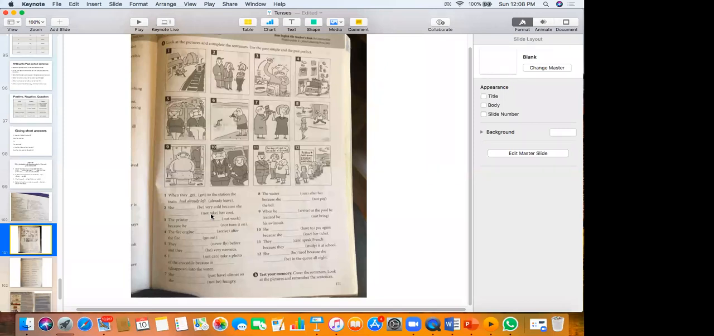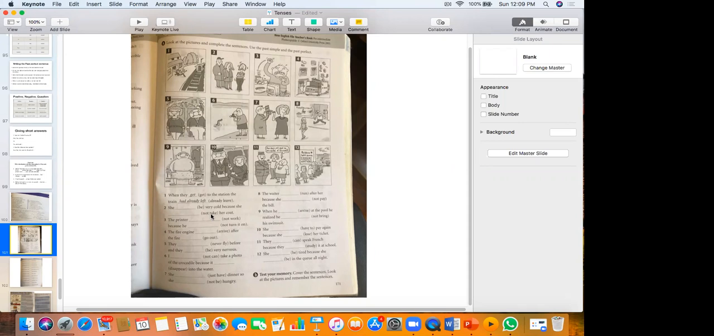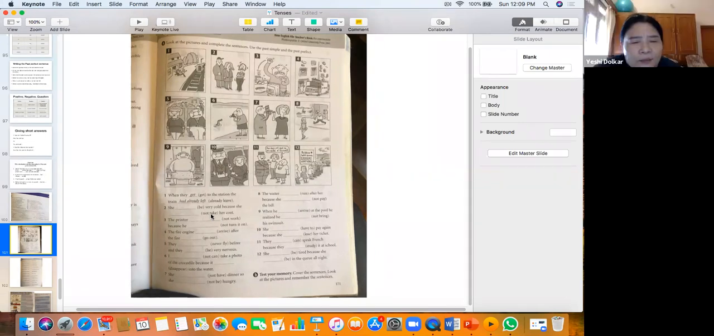When he arrived at the pool, he realized he hadn't brought his swimsuit. Yes. He hadn't brought his swimsuit. Yes, hadn't brought it. All right. So when he arrived at the pool, he realized he hadn't brought his swimsuit. Okay, what about number 10?